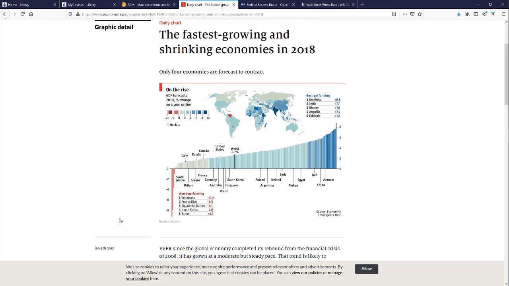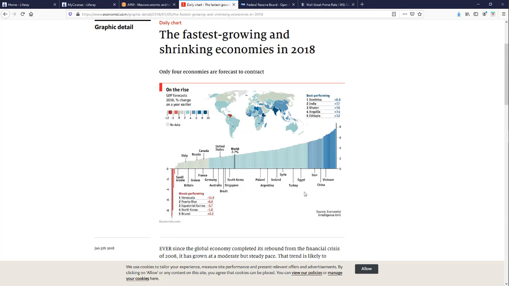We can see here that the worst performing economies 2 years ago were Venezuela and Puerto Rico, which had some pretty devastating natural disasters. Then Equatorial Guinea, North Korea, and Brunei. And Brunei was actually growing a tiny bit at that point.